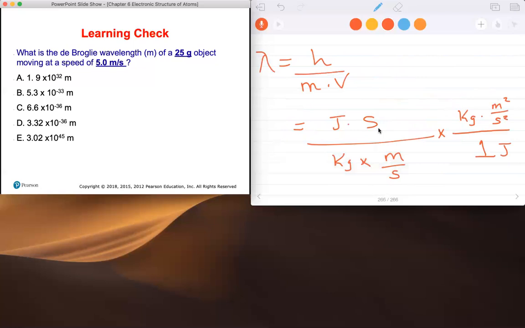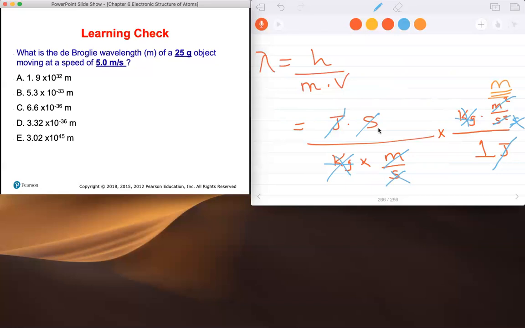So let me cancel out, and then you'll see how the meter will remain for the units for wavelength. The joule will go away, the joule will go away, and the joule will go away. The second here will go with that, and then this second right here will go with that second right here. The kilogram will go here, and then the kilogram will go there. And then the meter here will go, and the meter will remain with only meter here. There is nothing remaining to cancel that meter.